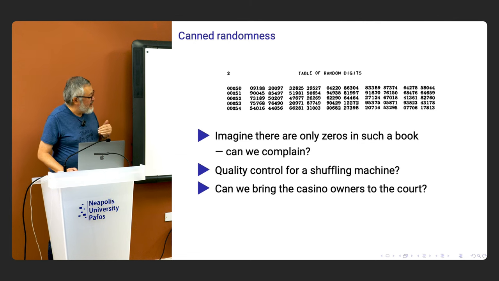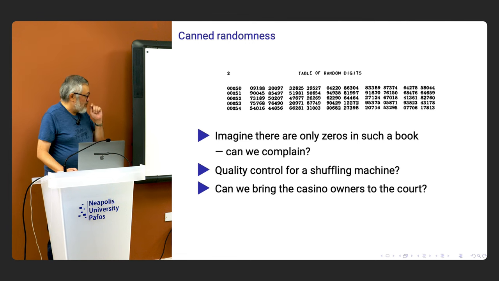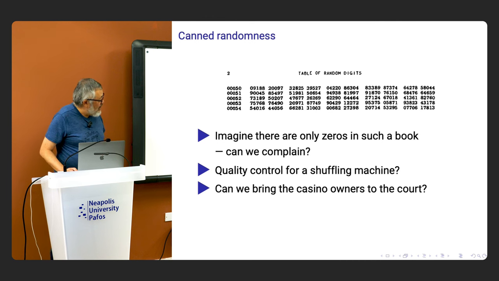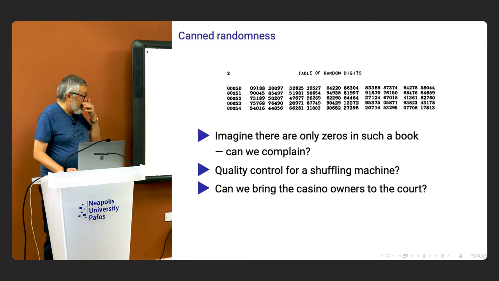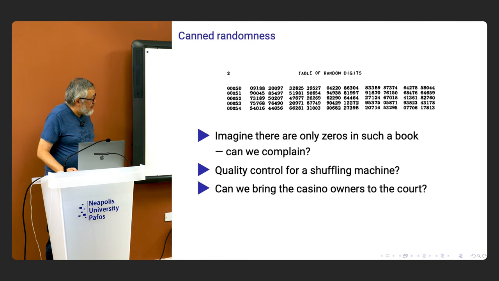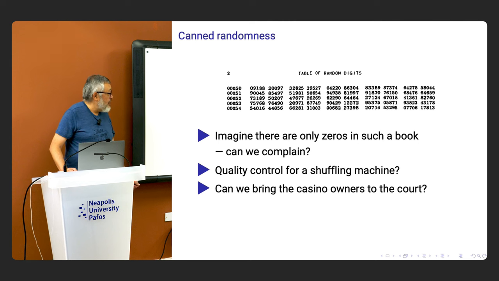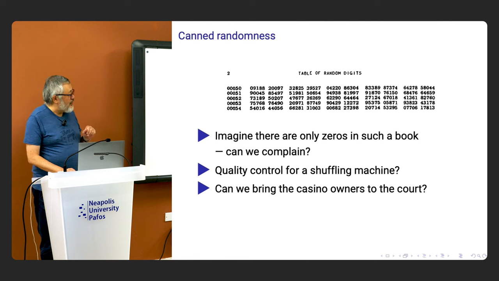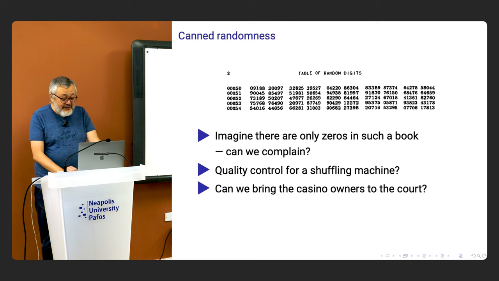All the orders in a deck have the same probability, so there is no reason to be suspicious. And again, the second question: imagine you come to the casino and you see that the sequence of red and green is too regular. Can you make a reasonable case in court that they are cheating? Again, it's not obvious what kind of argument you can provide in court. And it's not really a very theoretical thing.